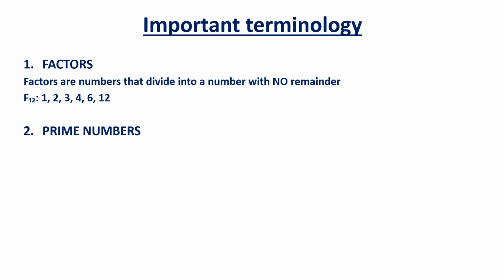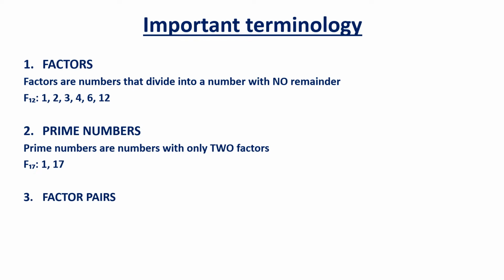The next one is a prime number. Prime numbers are numbers with only two factors, and this includes 1 and itself. It cannot divide into any other number equally with no remainder other than 1 and itself. An example there is the factor of 17.